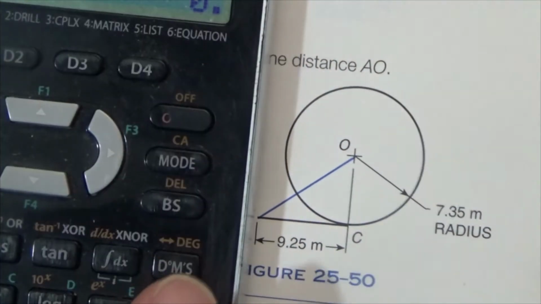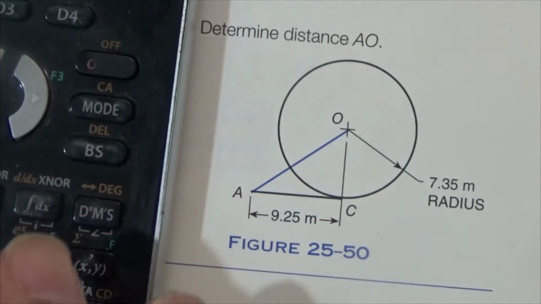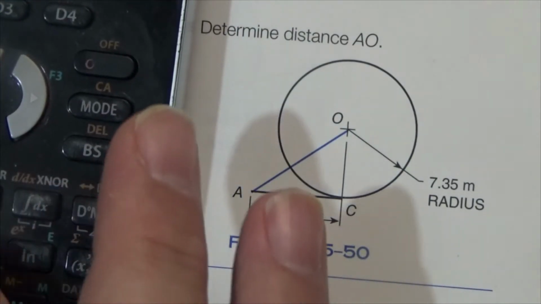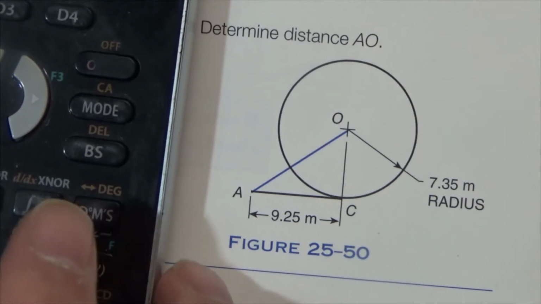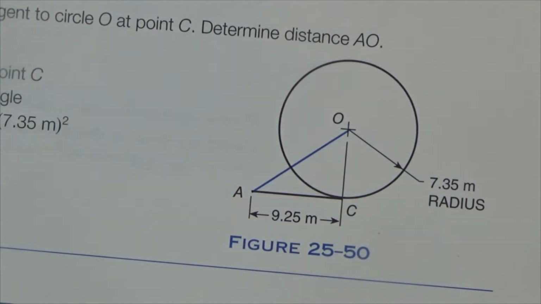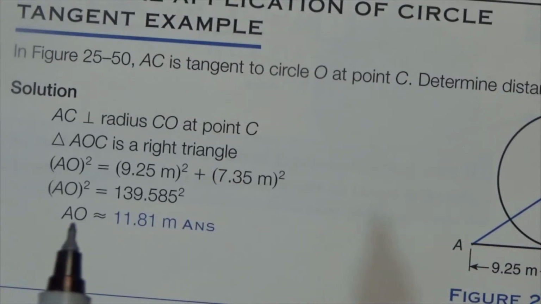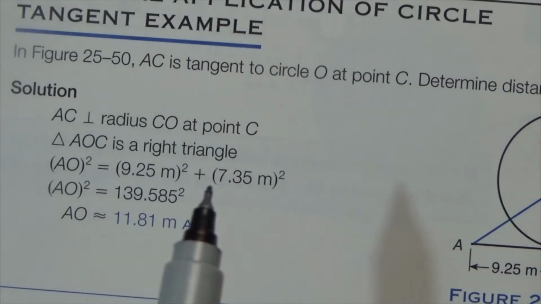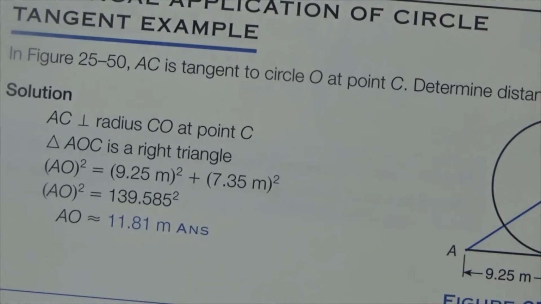So I will say the square root of 7.35 squared plus 9.25 squared is 11.81. And that is how they worked it out right there. 9.25 squared plus 7.35 squared equals that, and then they took the square root of it. So that's how we use that.